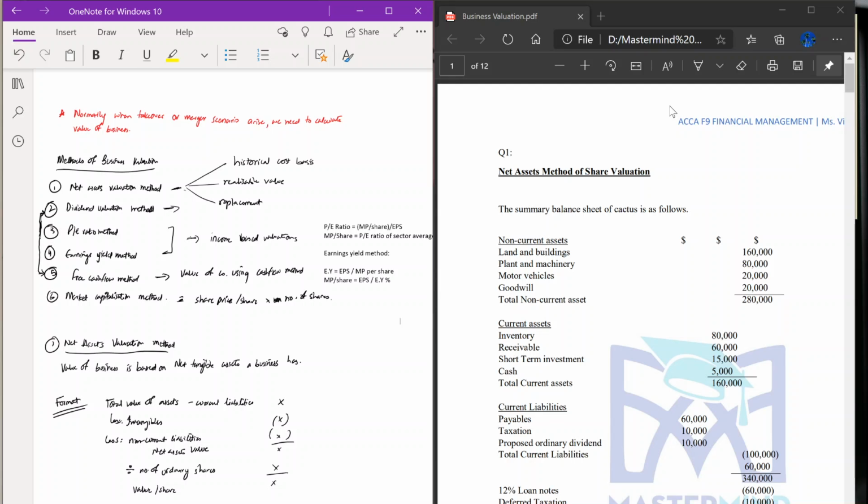Then you have the free cash flow method, which we'll be looking at later. And then we have the market capitalization method, where the share price per share into the number of shares would give you the total value of the company.